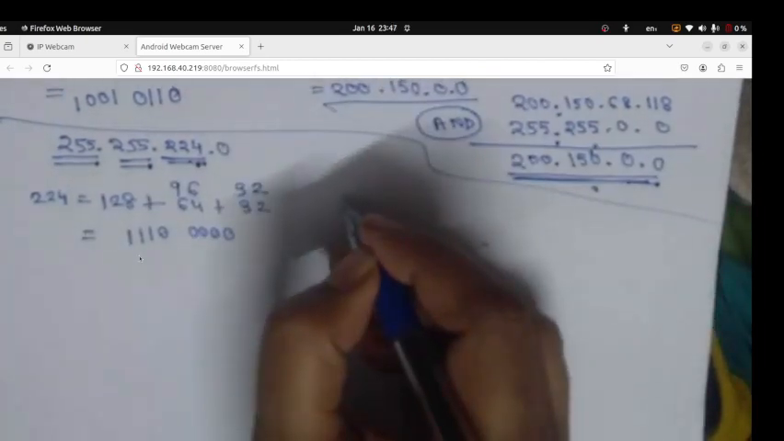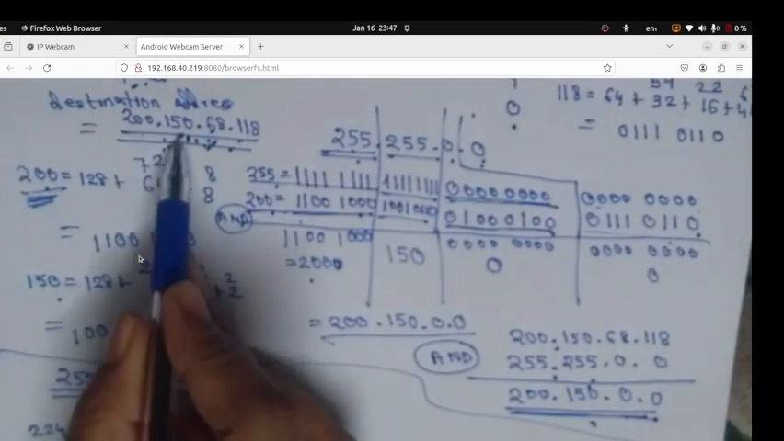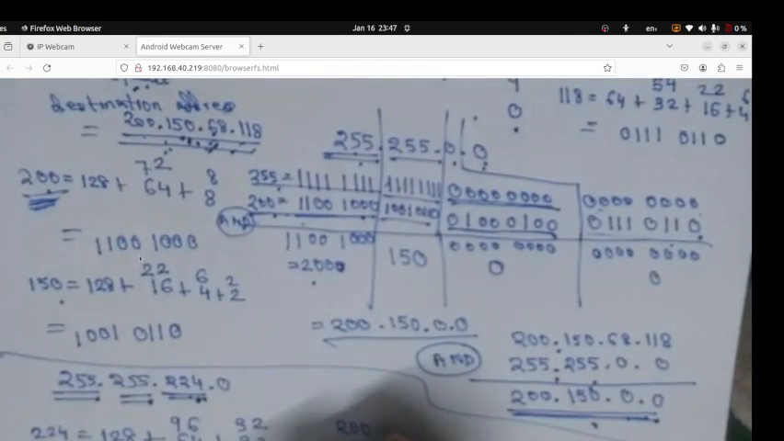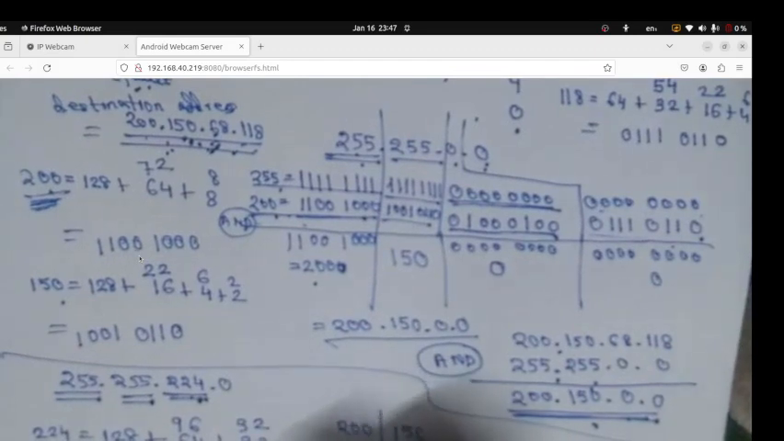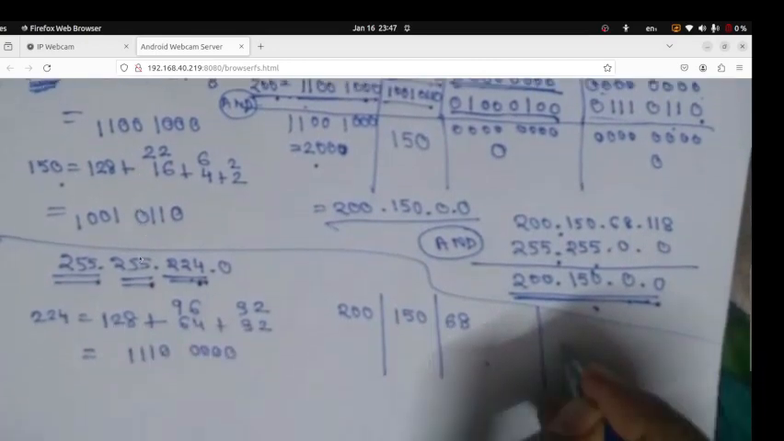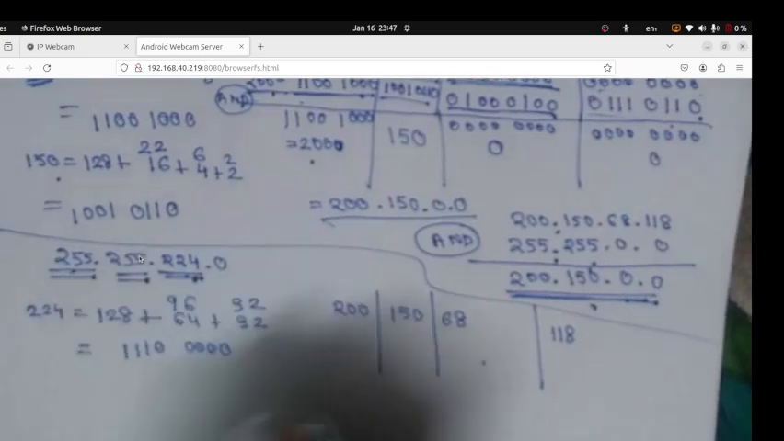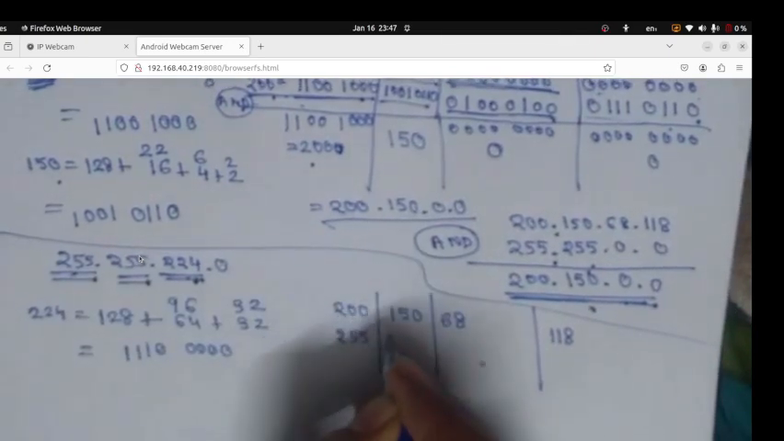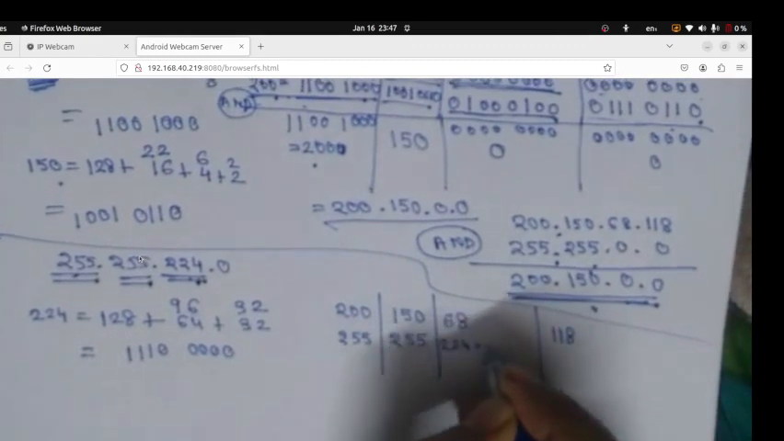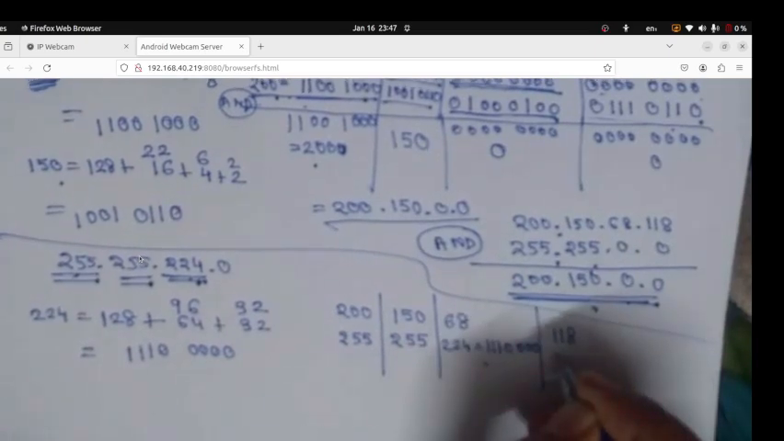The destination address is 200.150.68.118, that is 200, then 150, then 68, then 118. And the mask value here is 255, 255, and 224, which means what? In binary, 111 00000, and the last octet is 0.